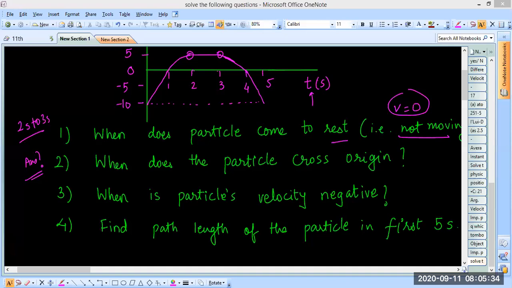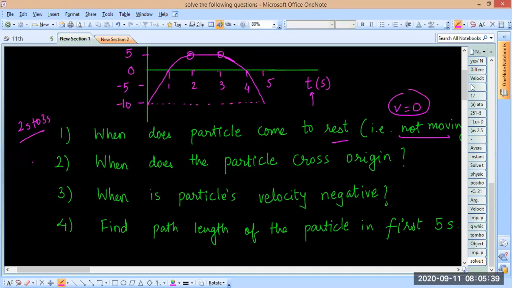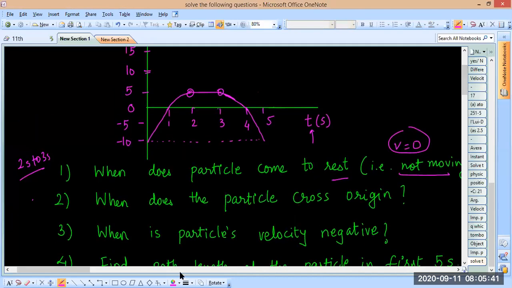The particle crosses origin two times. You can see one is at this point, where x is 0. This is x equal to 0. So over here. And the second one is over here. So the answer of this question is at t equal to 1 second and t equal to 4 seconds. So that's what we have.